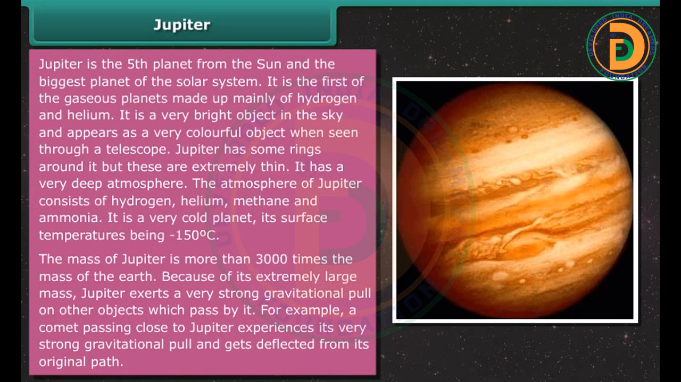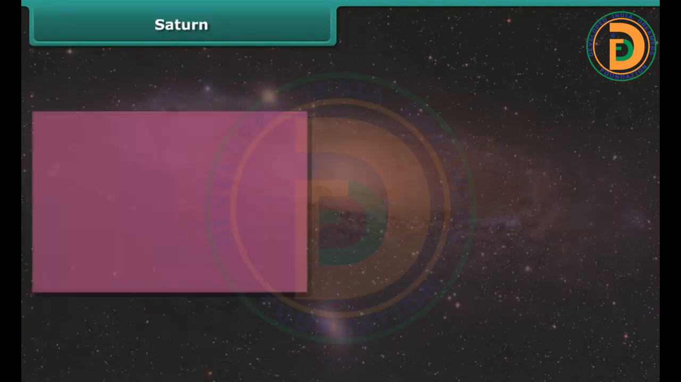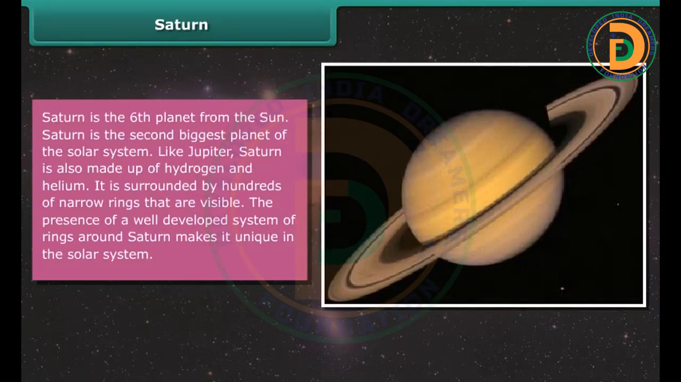Because of its extremely large mass, Jupiter exerts a very strong gravitational pull on the other objects which pass it by. For example, a comet passing close to Jupiter experiences its very strong gravitational pull and gets deflected from its original path. Saturn. Saturn is the sixth planet from the Sun.